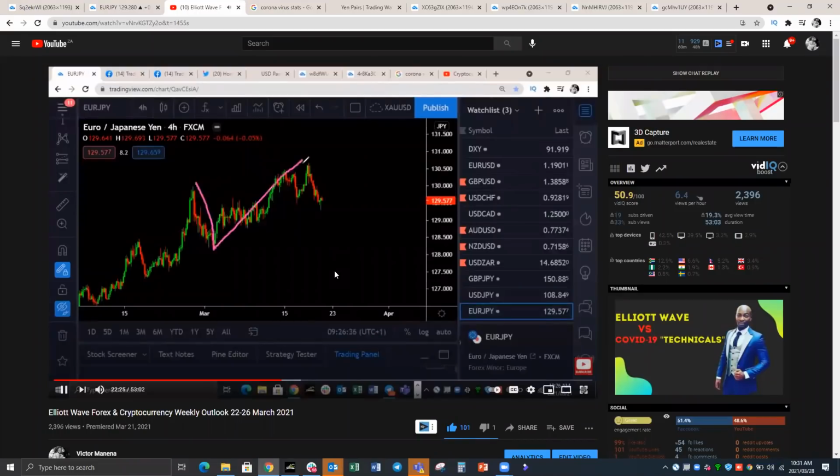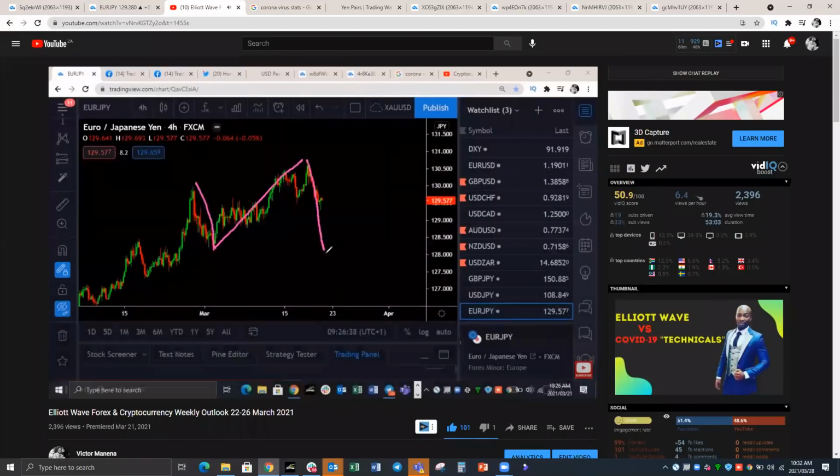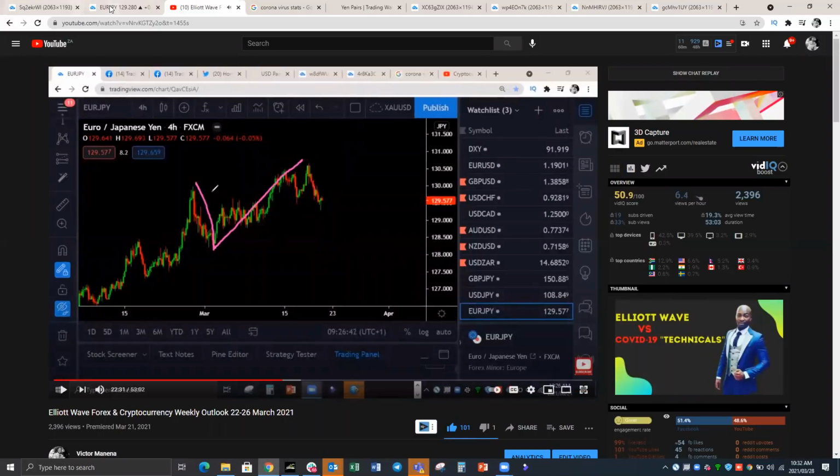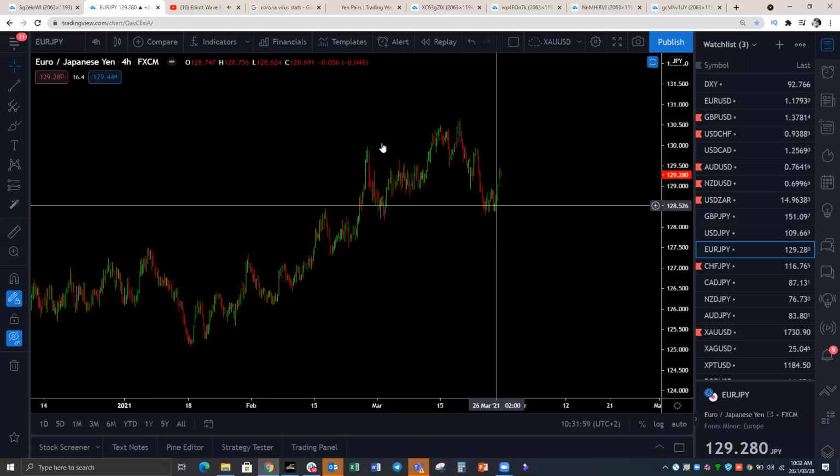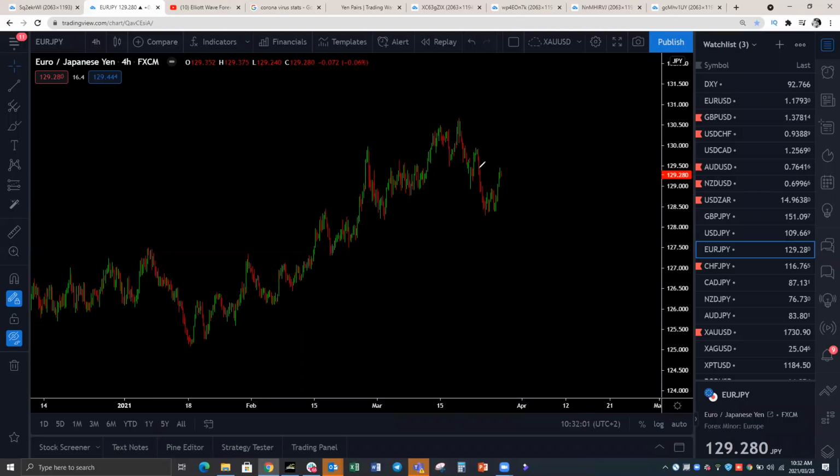So that is last week. We're looking for that to drop around these levels. That is exactly how it has played out. So let's go back to the chart. This is euro. Where were we? We were around here. We said we're going to expect a drop here and continuation to the upside.